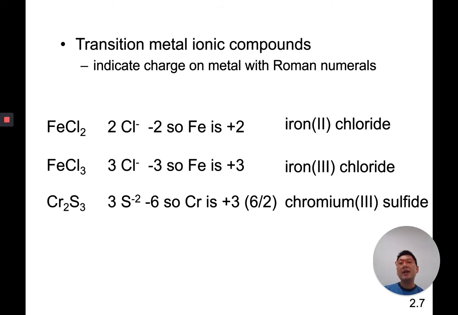So if I name ionic things and there's a transition metal in it, I must figure out the charge of that transition metal, then put the charge in parentheses, and then name the other part, the anion. Okay, so that's how I name it if there's a transition metal.